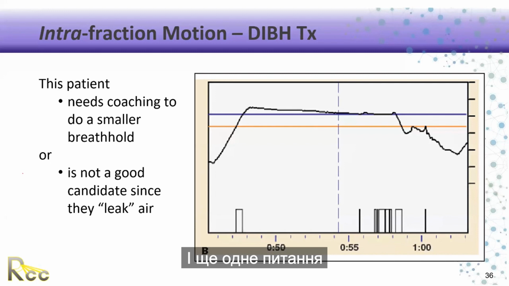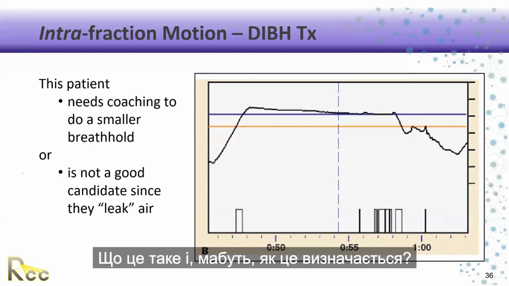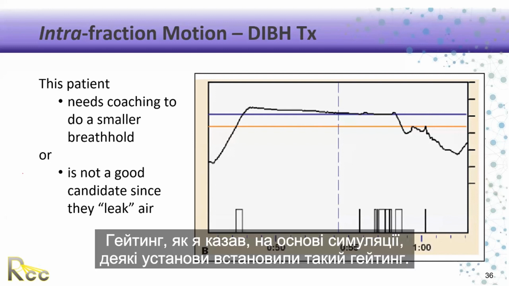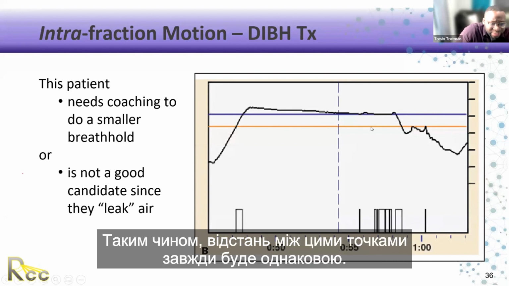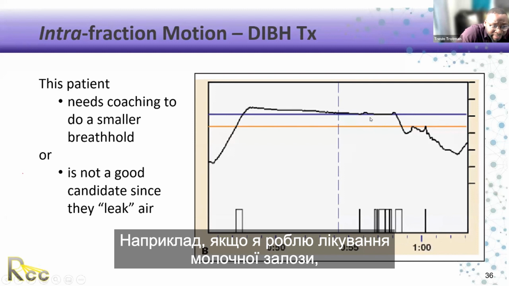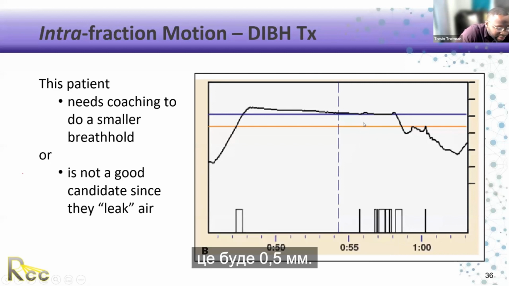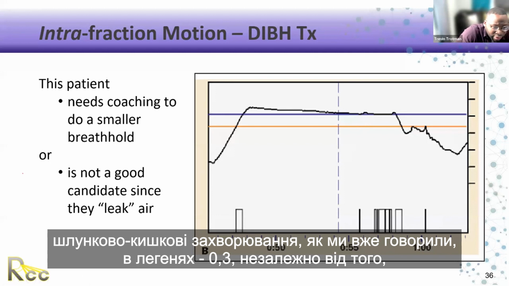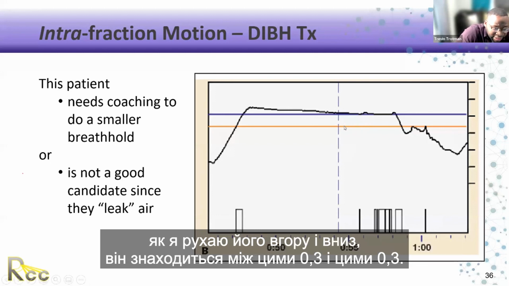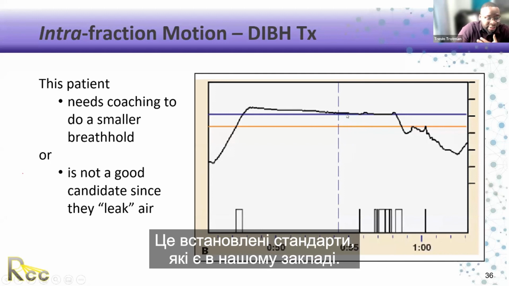And then another question, the gating window level, what is that, and how is it determined? Like I said, from simulation, some institutions have set gating windows, so the distance between here and here would always be the same. For example, if I'm doing a breast case, I'm doing 0.5 millimeters, no matter how I move this up and down, it's going to be 0.5 millimeters. For lungs, like we said, 0.3, no matter how I move this up and down, the distance is 0.3. Those are set standards that our institution has.